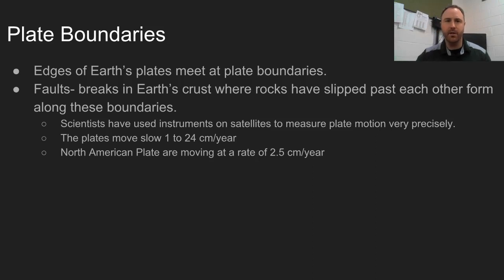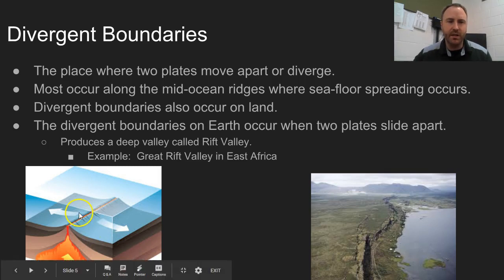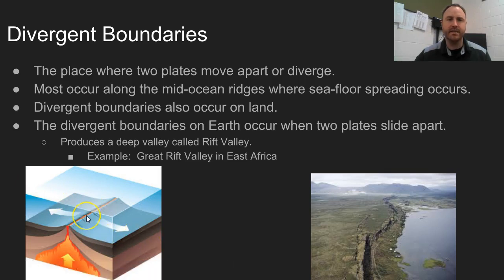the North American plate. Alright, so we get into the idea of what's called a divergent boundary. That's the place where two plates move apart or diverge. Right, so you can see in the image here, you have one plate pulling away, one plate pulling away, and it creates this area. Most occur along mid-ocean ridges where seafloor spreading occurs.